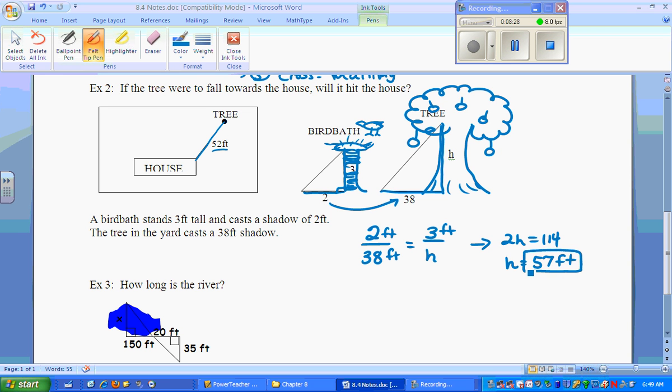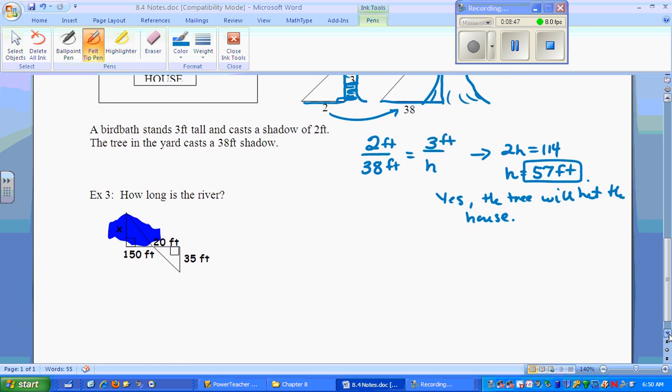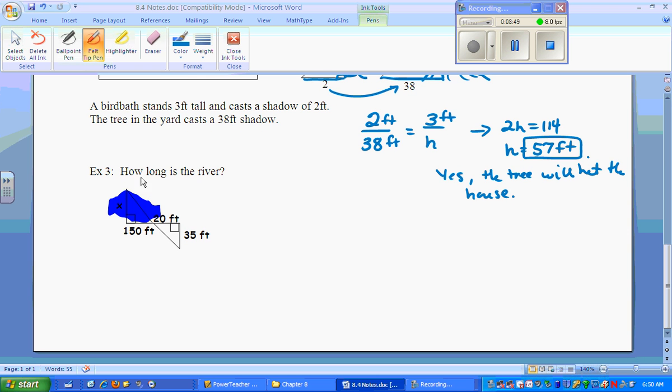If it falls perfectly towards the house, like it's telling it is, yes, the tree will hit the house. Okay. So we're making that statement. Questions? No? All right. And last but not least, how long is the river?